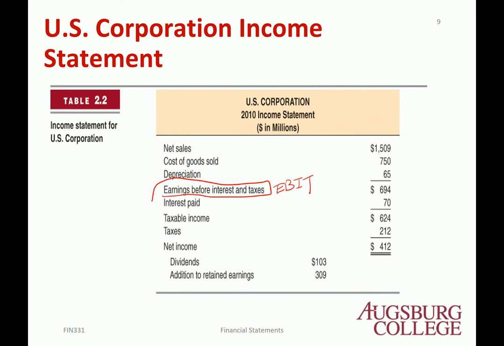Now from EBIT you pay interest, and you get the taxable income. This taxable income here is $624,000. This tax can be calculated by your taxable income times your tax rate. And the net income is $412,000. Now, you have two choices. You can pay out part of the net income as a form of dividend to shareholders. Also, you can keep it inside of the firm.